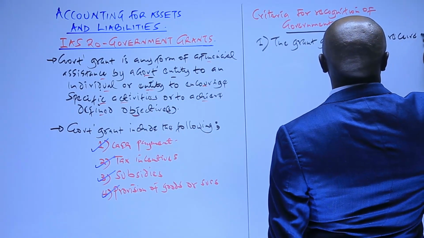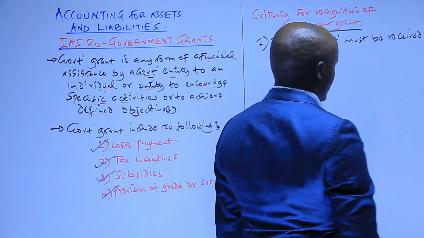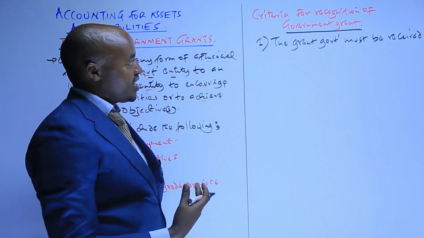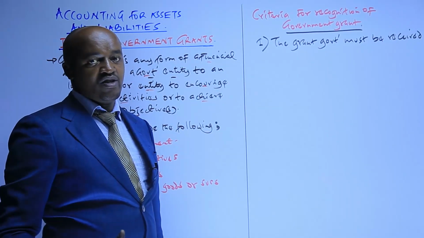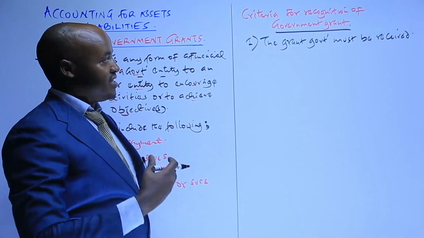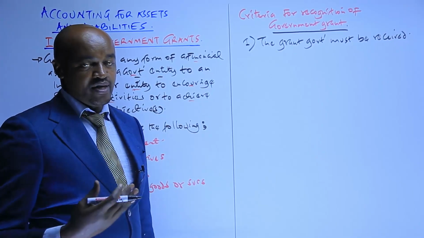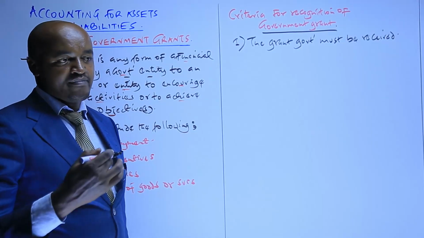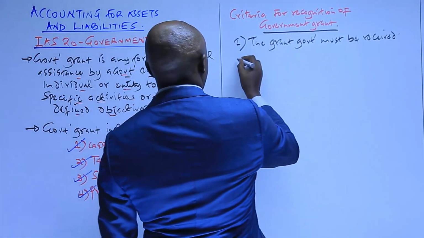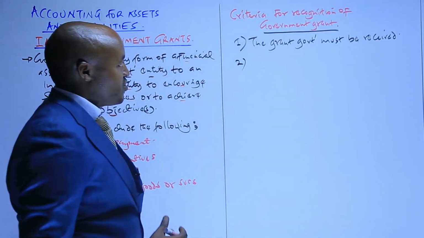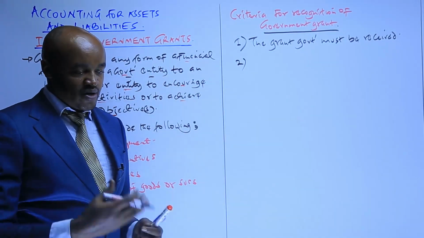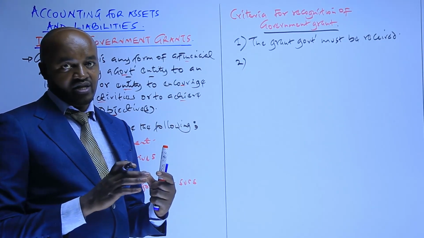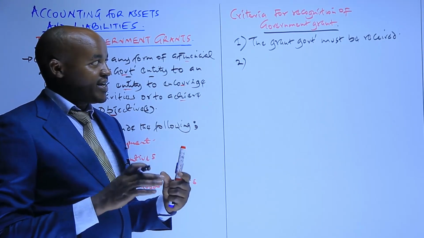Must be what? Received. So basically what that means is that an entity cannot go ahead and recognize a government grant which is not yet received. For it to be recognized in the books of account, in the financial statement of the company, that government grant must have been received. And two is that an organization can only recognize that government grant if the conditions which are attached to that particular grant are likely to be fulfilled.